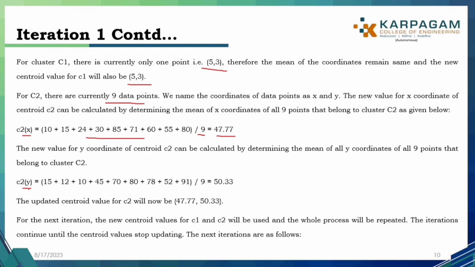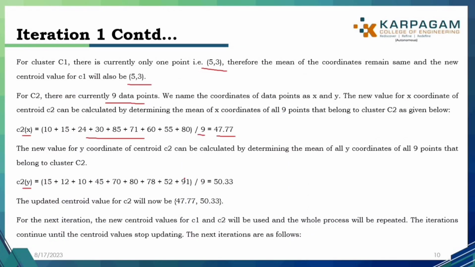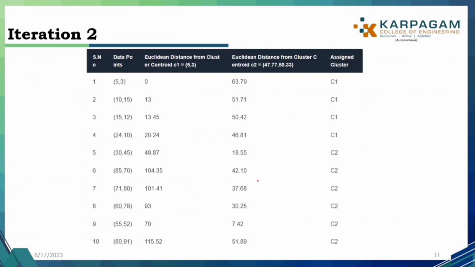Likewise, I am taking the y coordinate. For the y coordinate, it is 15 plus 12 plus 10 till 91, divided by 9, it is 50.33. So the new updated value for C2 is (47.77, 50.33). Okay, let's see the second iteration.